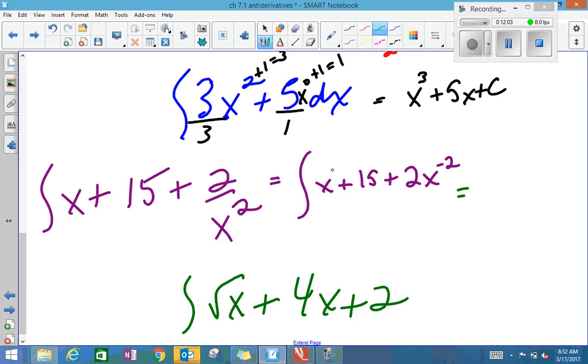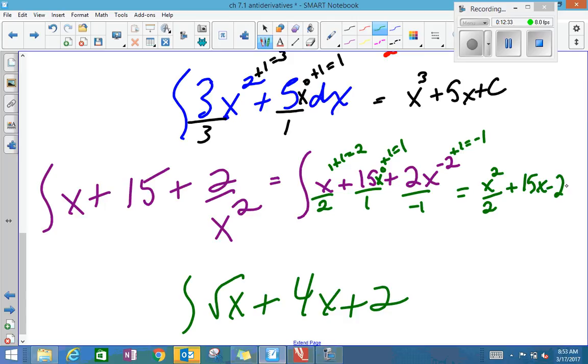So I add 1. So this is like a 1. Add 1, I get 2. Divide by 2. So I get x squared over 2. This is x to the 0. I add 1. I get 1. Divide by 1. So that becomes 15x. Now negative 2, I add 1. I get negative 1. Divide by negative 1. So then I get negative 2 x to the negative 1.